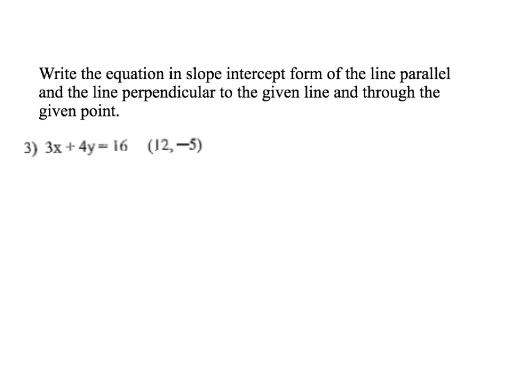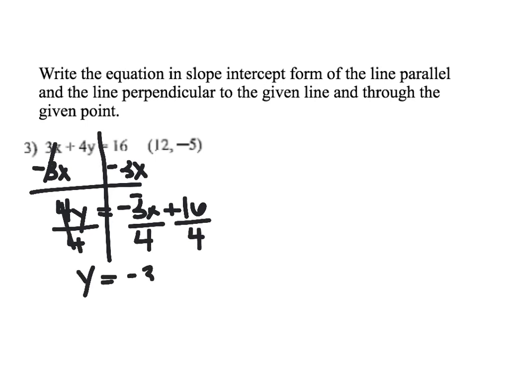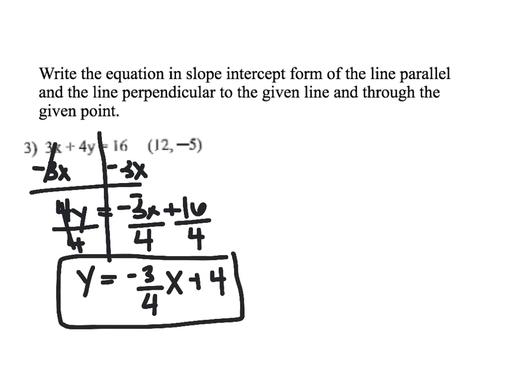Alright, last one. Again, we need to solve for y first. Okay? So subtract 3x from both sides, and you'll get 4y equals negative 3x plus 16. Okay? Divide by 4. Make sure you divide everything by 4. And you'll get y equals negative 3 over 4, which does not reduce or divide, x, plus 16 divided by 4 is 4. So this is the equation we're going to be using.